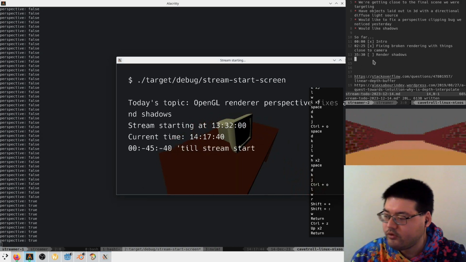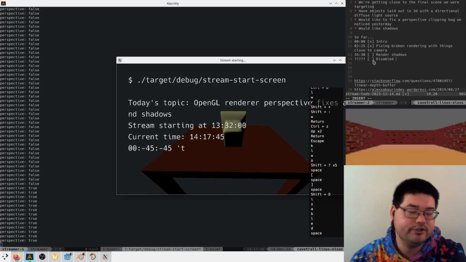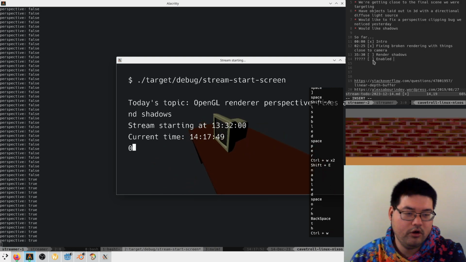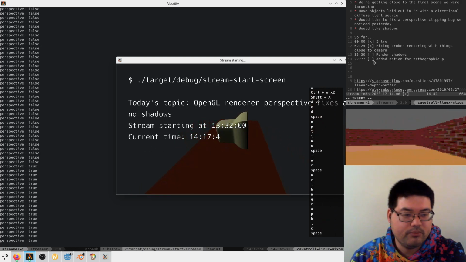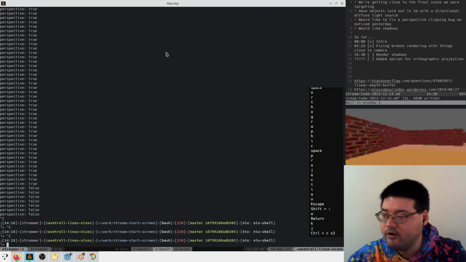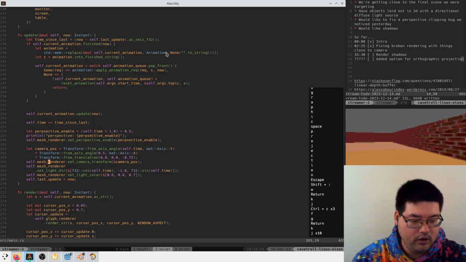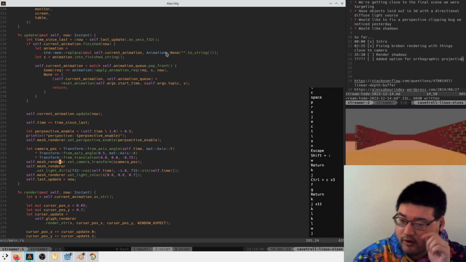So, we'll say at some point we enabled ortho, added option for orthographic projection. And now we essentially need to figure out the rotation that we need for the light.